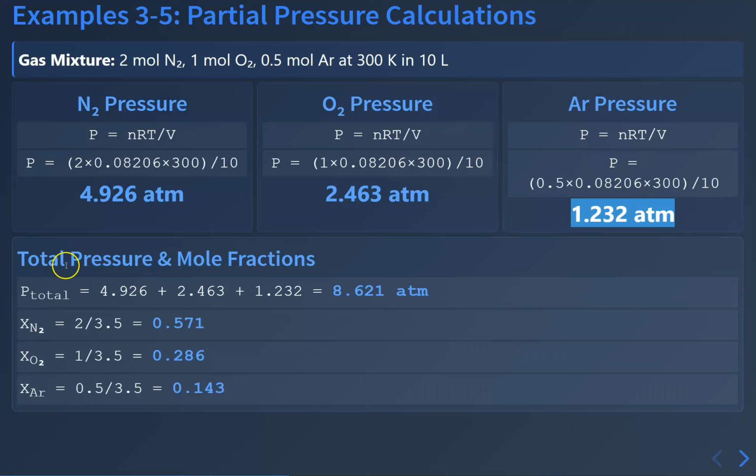So now here total pressure and mole fraction. So total pressure is here 4.926 atm plus 2.463 plus 1.223 atm. So if I add all these 3 pressures, that will be 8.621 atm. Now here mole fraction will be 2 by 3.5. Why 2 by 3.5? So you have to see here.